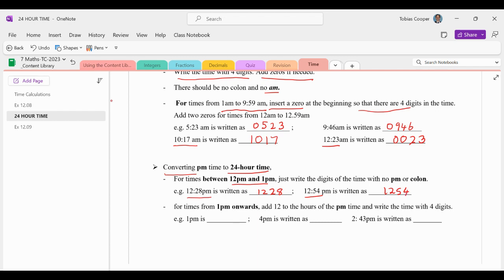Okay, so for times between 12 PM and 1 PM, you're just going to write the digits with no colon and no PM time.